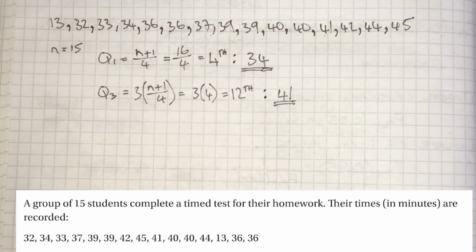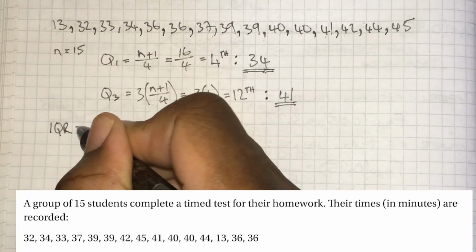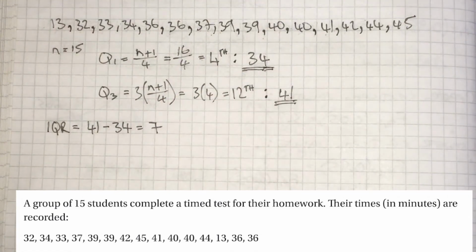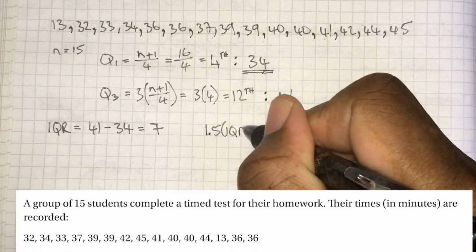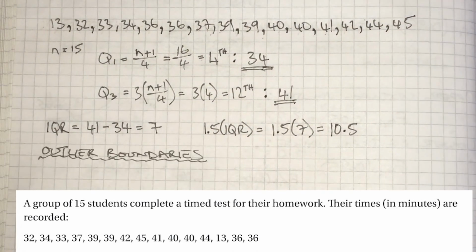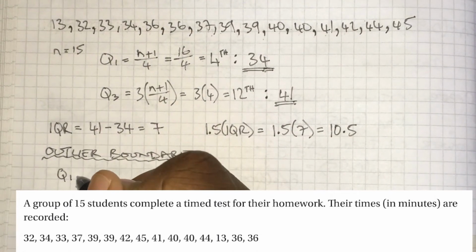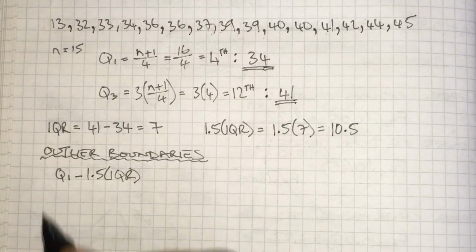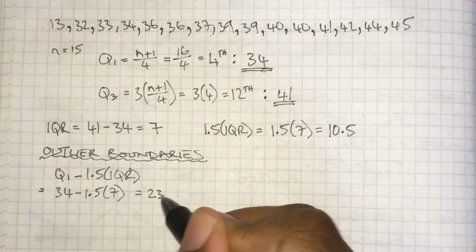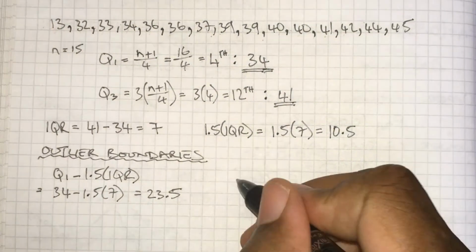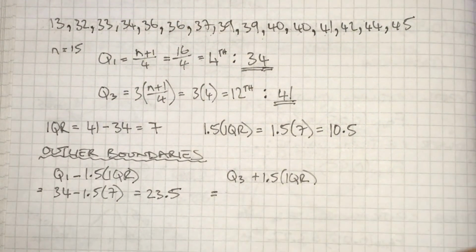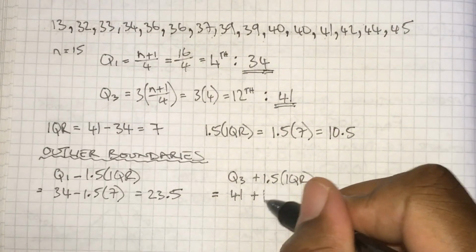From them, I can calculate the interquartile range. Interquartile range is the difference between them. The difference between them is 7. That box in the middle of the box plot would have a width of 7. And I can go ahead and find 1.5 times the interquartile range, which is 10.5. So my outlier boundaries will be any values that are 10.5 above 41 or 10.5 below 34. Okay, so 34 subtract 10.5 gives 23.5. And if we just check at the top end, 10.5 added on to 41 gives us 51.5.